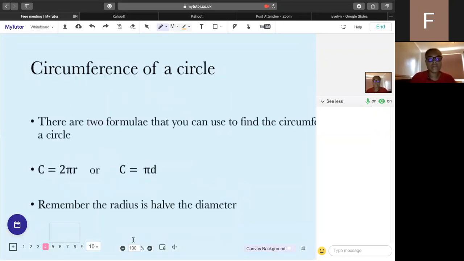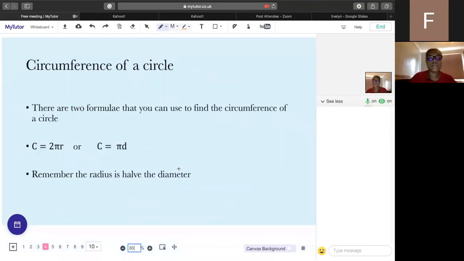So let's start off with the circumference of a circle. So there are two formulae that you could use for the circumference of a circle. So the two that you could use is C equals 2 pi r or C equals pi d. Now remember, the radius is half the diameter. So both of these equations or formulae are exactly the same. Because remember, 2 times the radius equals the diameter. So really, 2 pi r is the same as pi d.